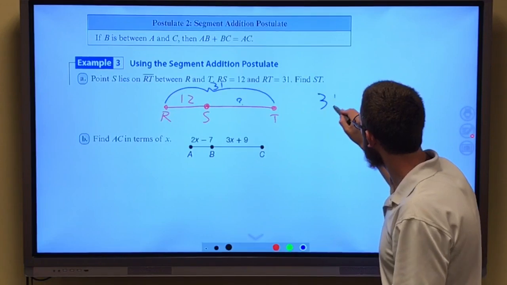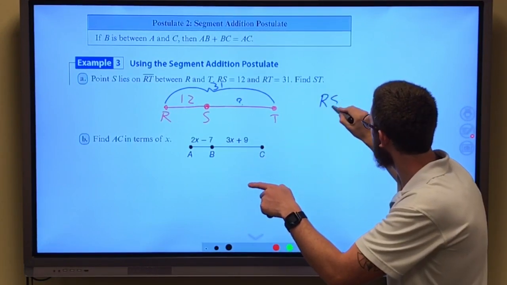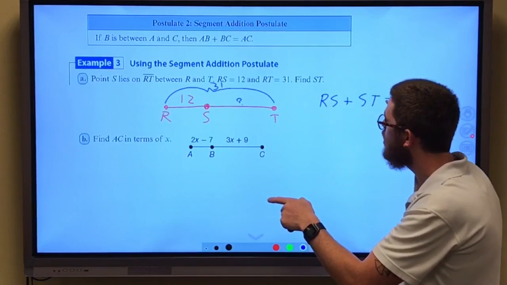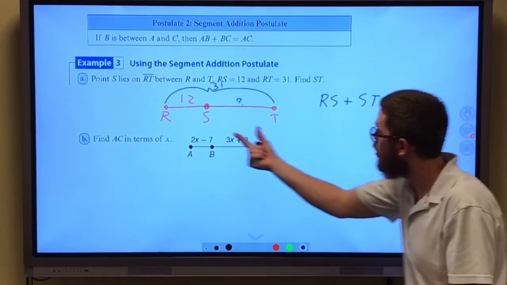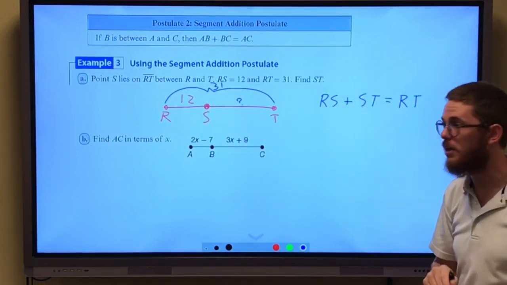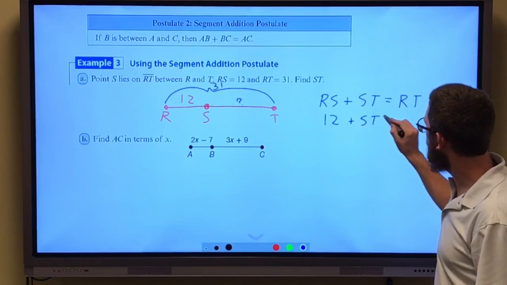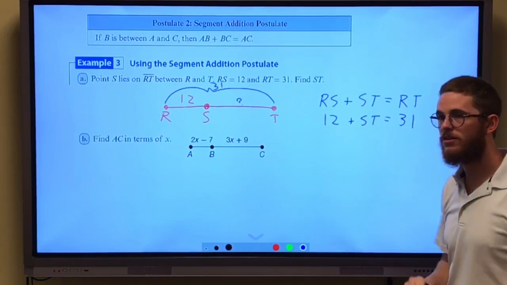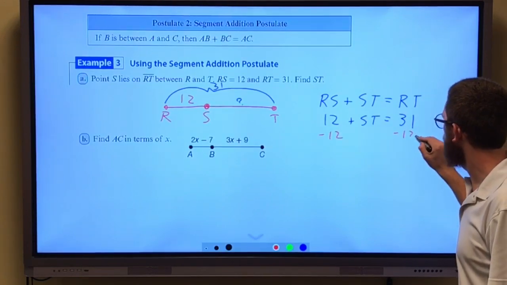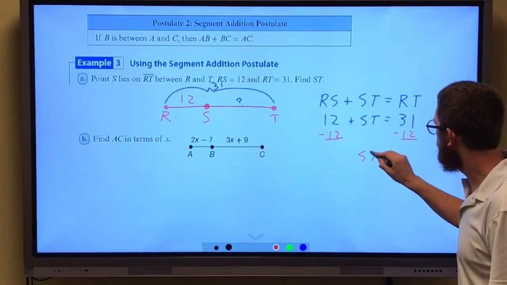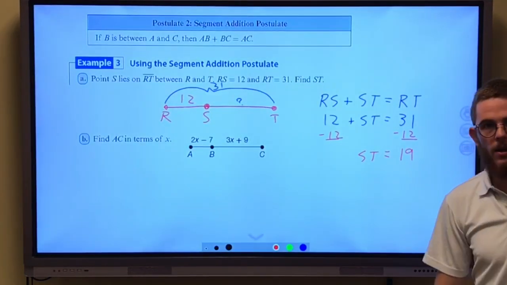Well, the entire thing, let's set it up as they see here. Well, we know that RS plus ST must equal RT, right? The distance from RS plus ST must equal RT. We know RS is 12. We're looking for ST, and RT is 31. If we subtract 12 from both sides, we see that the distance from S to T is equal to 19.